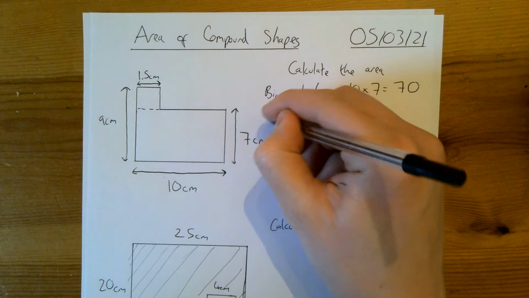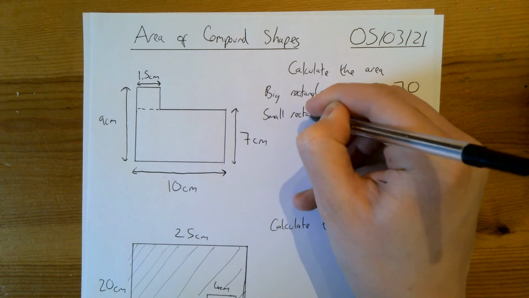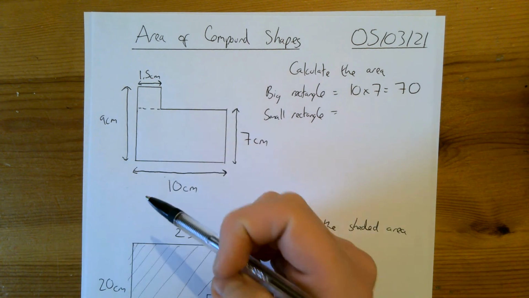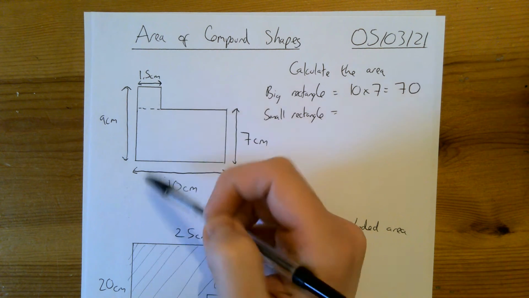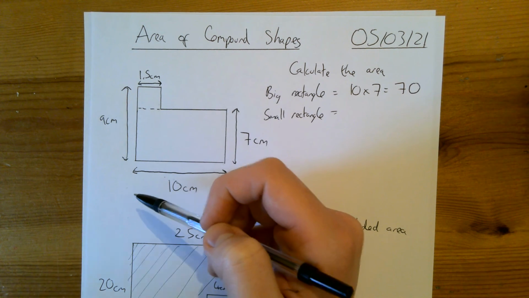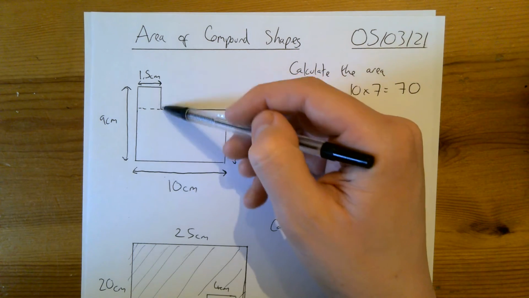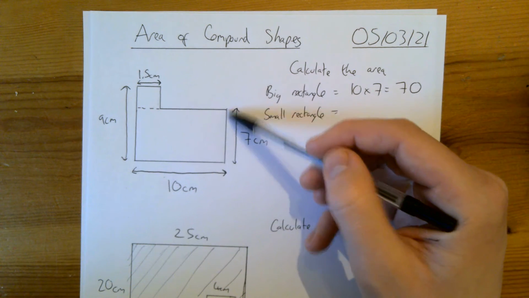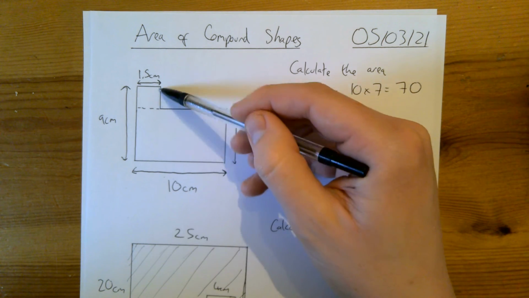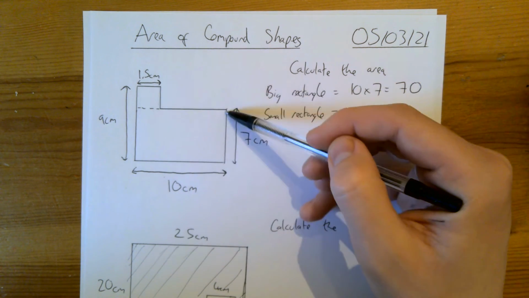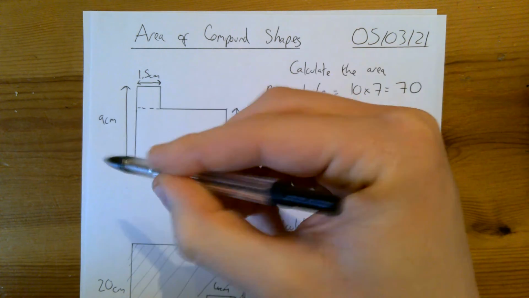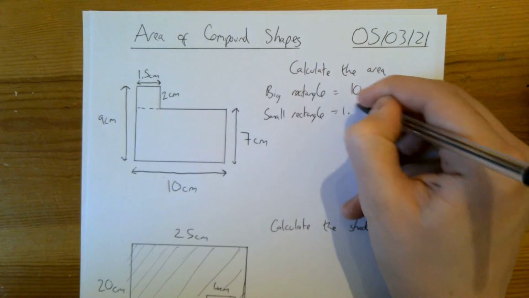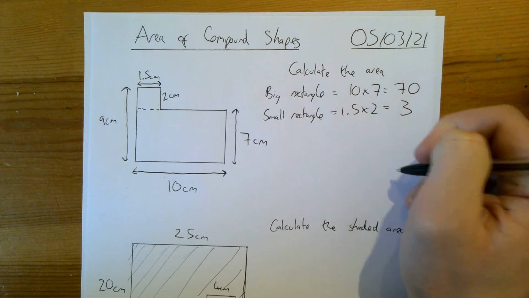Then I'm left with a small rectangle, or possibly square. It's a bit like a square, but it might be a rectangle. Now the small rectangle, I can see that it's got a width here of 1.5, but it doesn't tell me the height, and this is one of the main skills of compound shapes. It's working out lengths that aren't there. It's a height, so I'm going to look for other heights. I've got a height of 9 centimeters here, and a height of 7 centimeters here, and I can see that this little bit here is the difference between the 7 centimeters and the 9 centimeters, so it must be 2 centimeters. So that means the small rectangle is 1.5 times 2, which is 3.